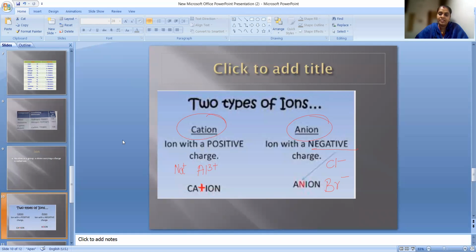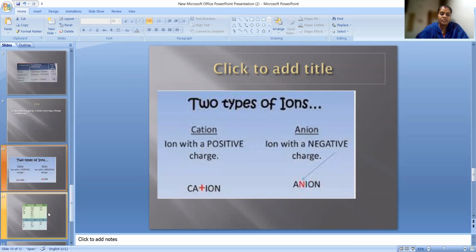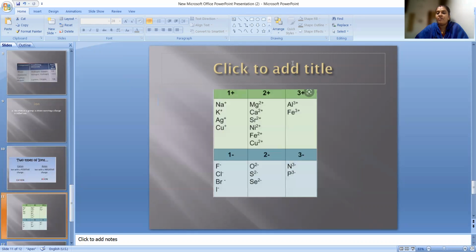Now, let us see the difference based on the number of atoms present. If there is only one atom, then it is called a monoatomic ion. These are examples of monoatomic ions. Already I discussed that all the metals will be positively charged. Look at sodium, potassium, silver, copper. All these are metals, and all these are positively charged.